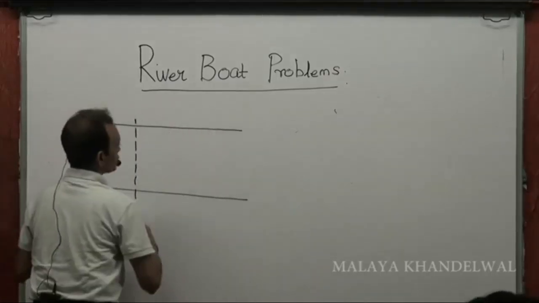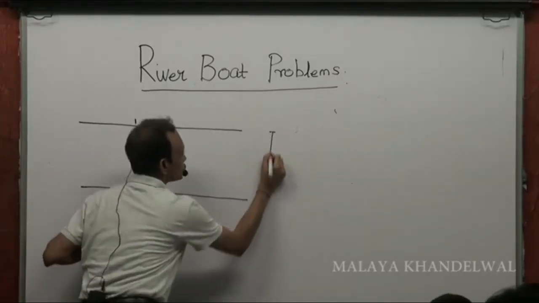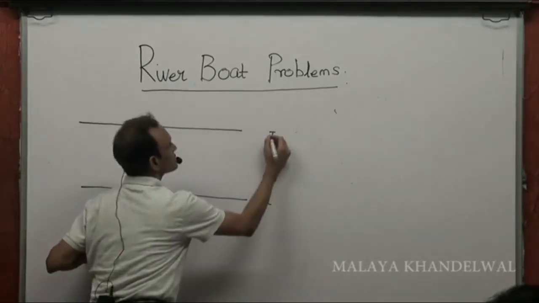These are the two shores, and say the separation between the two shores is d units.